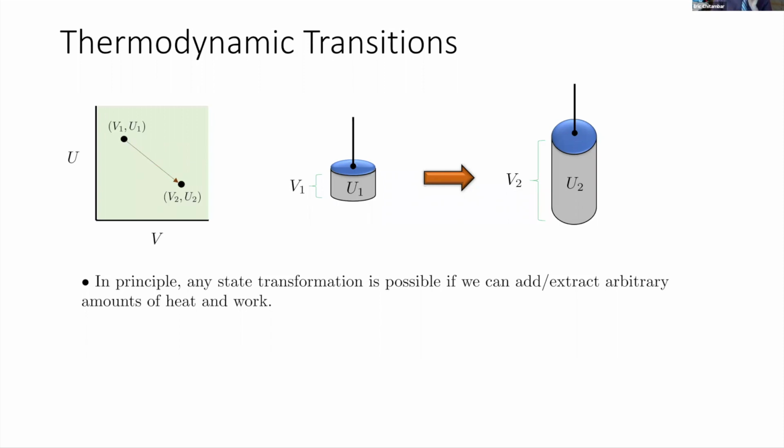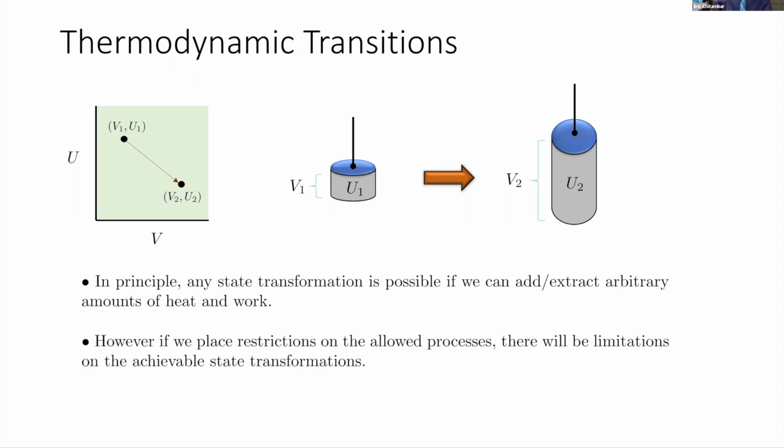So pictorially, we can represent this by, here we have our UV plane, and we could say, let's say we have a state transformation if we can go from one point to another, and let's ask what transformations are possible. Well, of course, the answer is that you can do any transformation if you're allowed to add arbitrary amounts of energy or heat and do arbitrary work on your system.